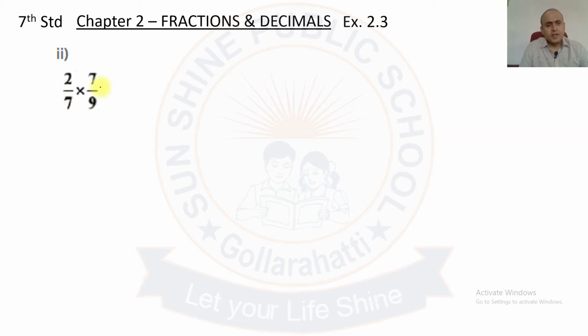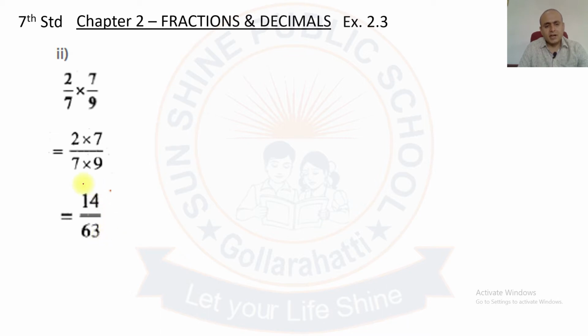Next question, we have to multiply these numbers and reduce to the lowest form if possible. Let us multiply first. Numerator 2 into 7 by 7 into 9. Therefore 2 7s are 14 and 7 into 9 is 63. Here we can reduce this 14 by 63, both by 7.